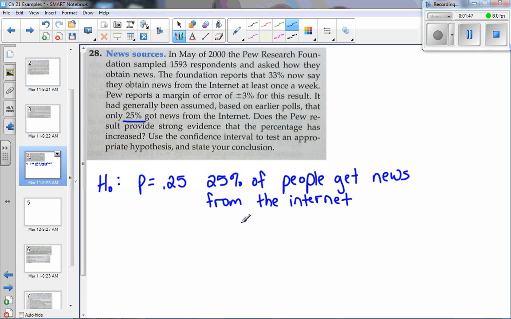All right, so then we need to have our alternative hypotheses. So if we take a look at the wording, because remember how if you're going to tell if it's a one-sided or two-sided test, the question says, does the Pew result provide strong evidence that the percentage has increased? So that's my clue that it's not going to be a two-sided test. We want to see if it's increased, and now it is greater than 0.25. So this is going to be a one-sided test. So we can say the percentage has increased.